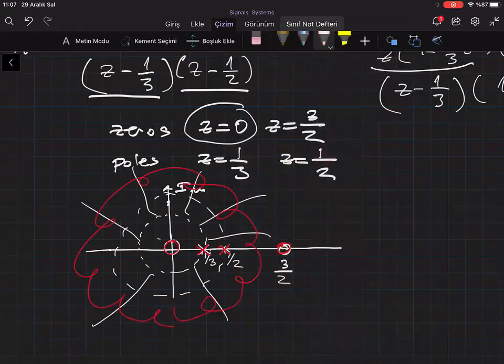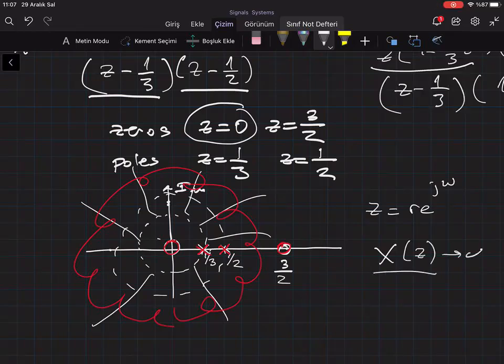Şimdi, for example, what is z? Z is r times e to the power j omega. Okay? So, at certain z values, our X of z will go to infinity, which we don't want, whose absolute value will go to infinity.